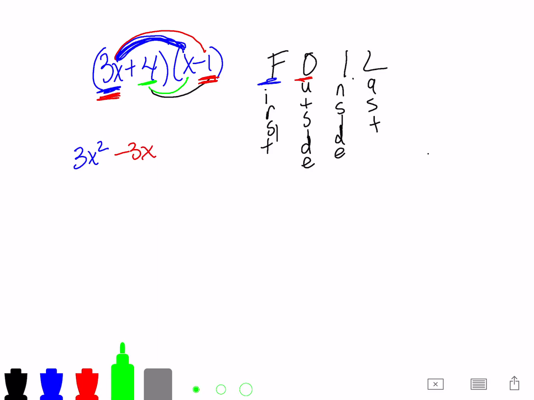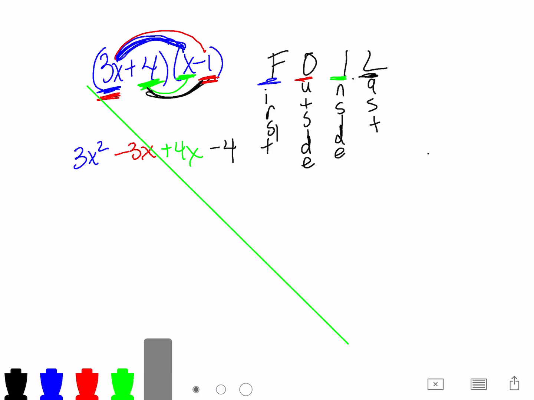The I would be the insides, which would be these two because they're on the inside. So you do 4 times x, which is 4x. And then the last ones, you do the last in each set of parentheses. So our last one in each set of the parentheses is the 4 and the negative 1. So 4 times negative 1 is negative 4. Okay? So that's how we get the FOIL.